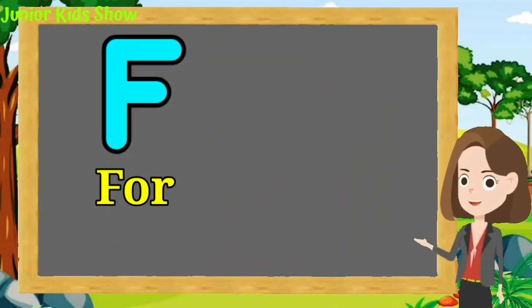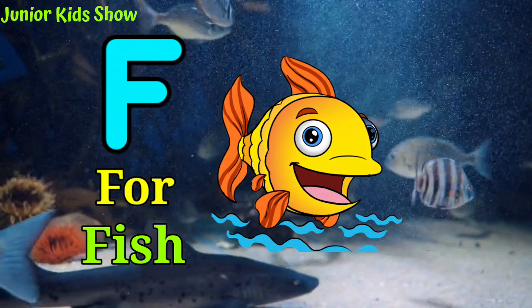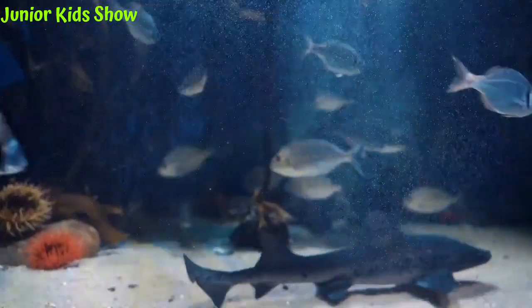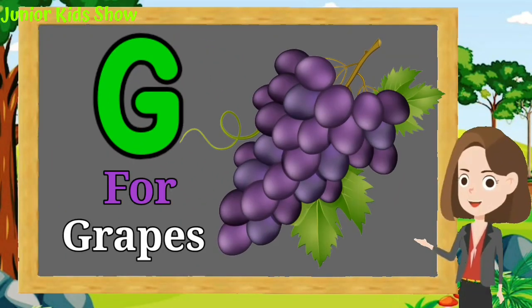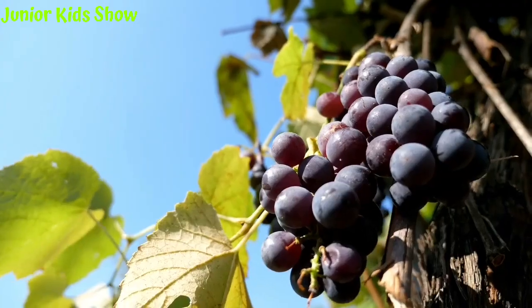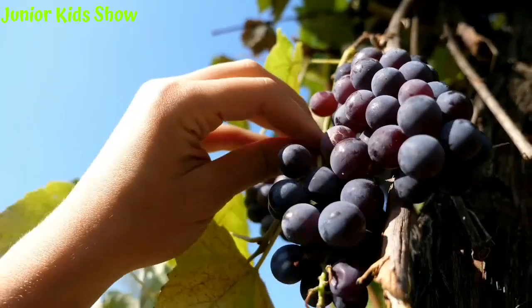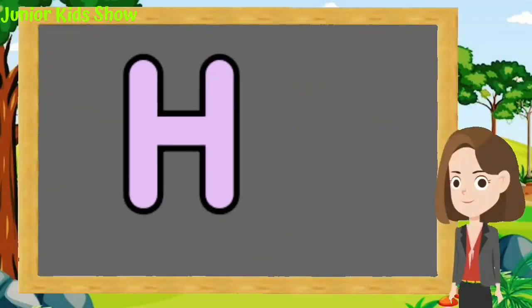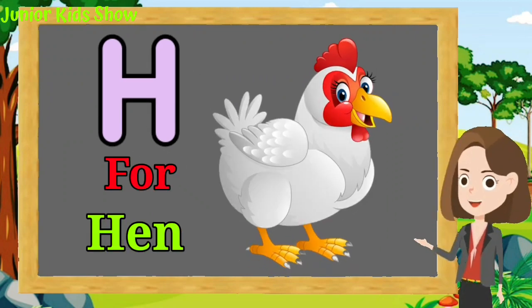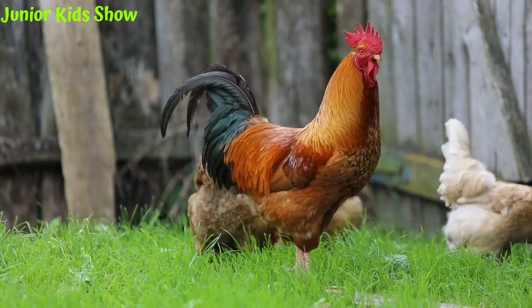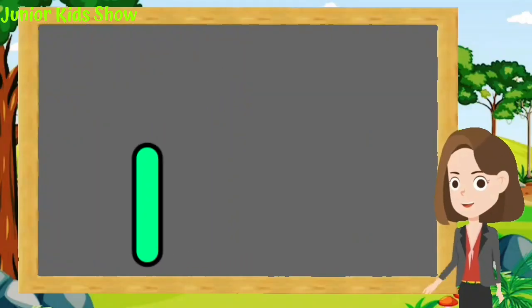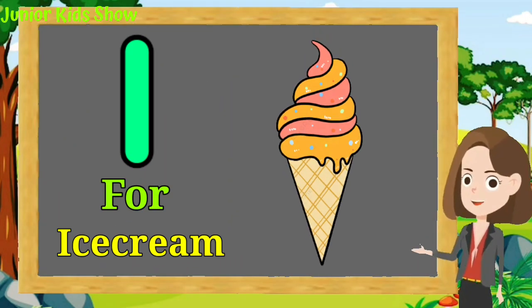F for fish. G for grapes. H for hen. I for ice cream.